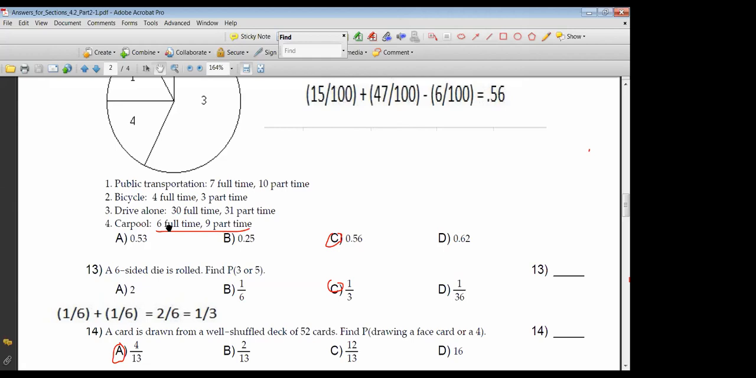I could have done that, or maybe when I was adding up my full-timers, I would have said 7 plus 4 plus 30, 41. I wouldn't have counted those six. By not counting them, it saves me the hassle of subtracting at the end. So you make the decision. Either you double count and then subtract, or just don't count those extra people. In that case, you would have gone 7 plus 4 plus 30 for 41. Hey, notice 47 minus 6 gives you the 41.